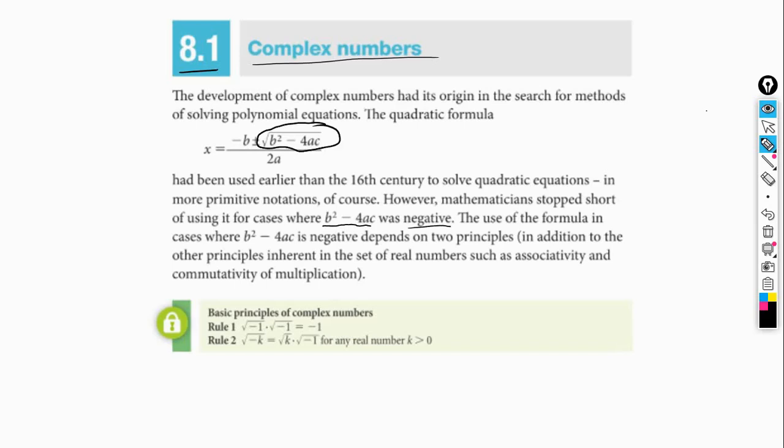The use of the formula in cases where b squared minus 4ac is negative depends on two principles, in addition to the other principles inherent in the set of real numbers, such as associativity and commutativity of multiplication. So the basic principles of complex numbers are: Rule 1, the square root of negative 1 times the square root of negative 1 is equal to negative 1. And Rule 2, the square root of negative k is equal to the square root of k times the square root of negative 1 for any real number k greater than 0.